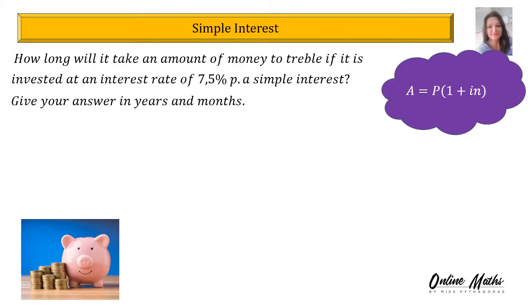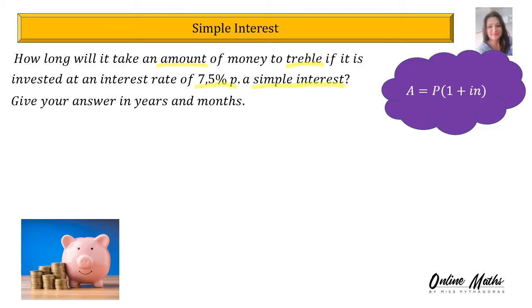Now, whenever we start with a sum, we will read through the question and we will underline or highlight the important parts. How long will it take an amount, we don't know, of money to treble, that means times 3, if it is invested at an interest rate of 7.5% per annum, simple interest, and that is what is telling you which formula to use. Give your answer in years and months.